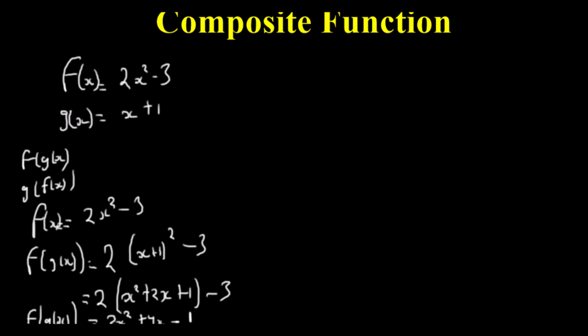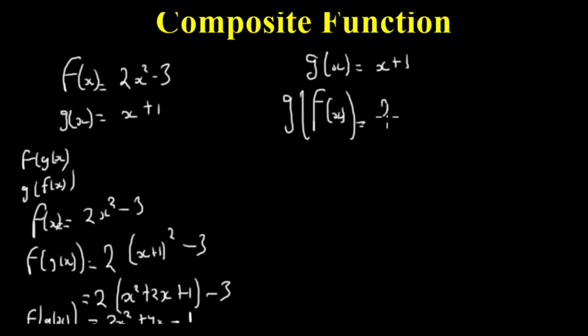So now let's look for g f of x. How do we find g f of x? Again, we start by writing what g of x is. So g of x is simply x plus 1. Anywhere we see x, we're going to write the f of x counterpart. So g f of x now will simply be equal to 2x squared minus 3, plus 1. Opening this bracket, this is equal to 2x squared minus 2.